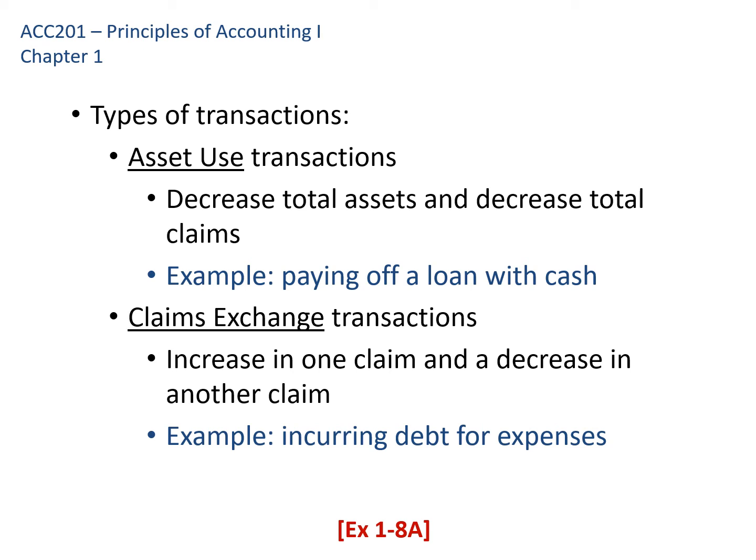So the last category is a claim exchange transaction, which we'll cover more later. But that's where, kind of like an asset exchange transaction where one goes up, one goes down on the left side, this is the same thing on the right side. So one type of claim goes up, another type of claim goes down. That might be, I hire you to do work for me. That incurs an expense which pulls down my stockholders' equity, and I'm going to pay you later for that work, so that increases my debt. So I have debt going up and an expense going up, which brings down my stockholders' equity.